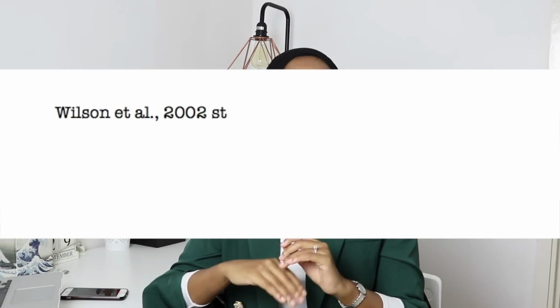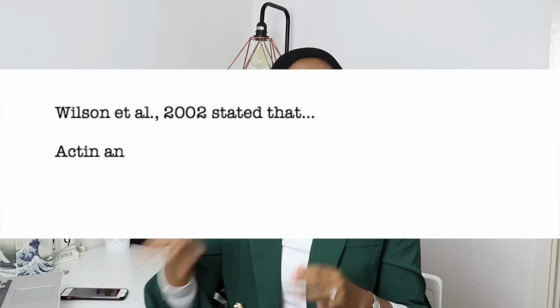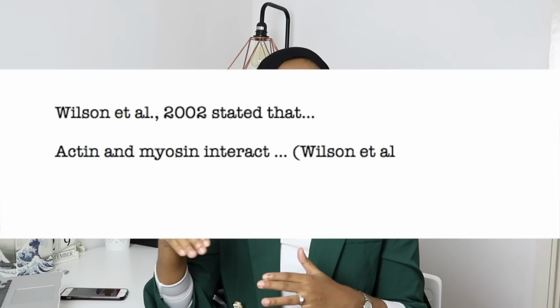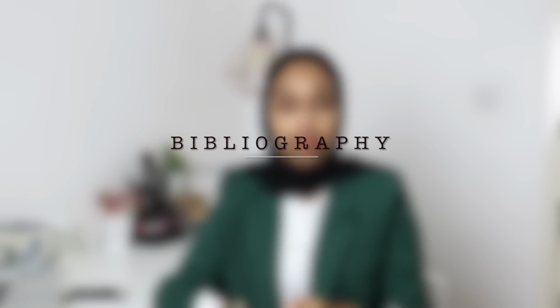Now if there's only one author, like let's say it was just Wilson, then you'd only have Wilson 2002. But let's say it was more than one author, you'd write Wilson et al. 2002. How do you reference at the end of your paper? So you need to have a subtitle saying references or bibliography.